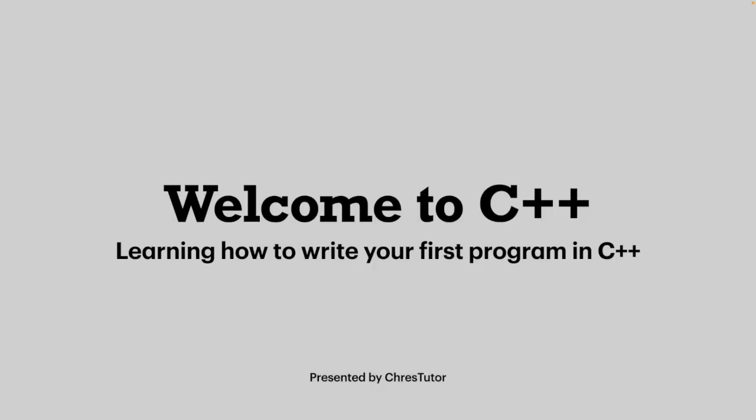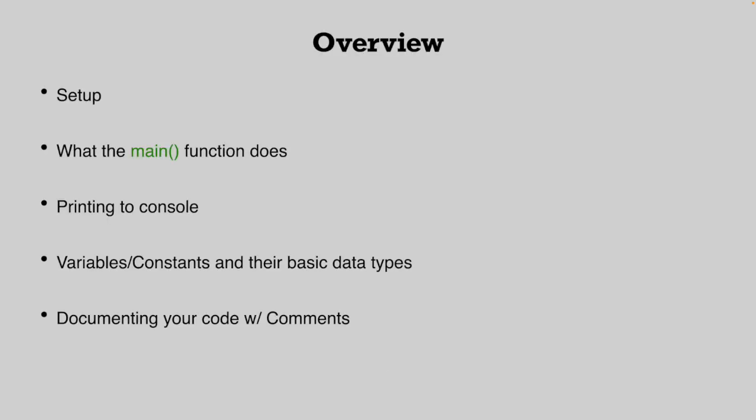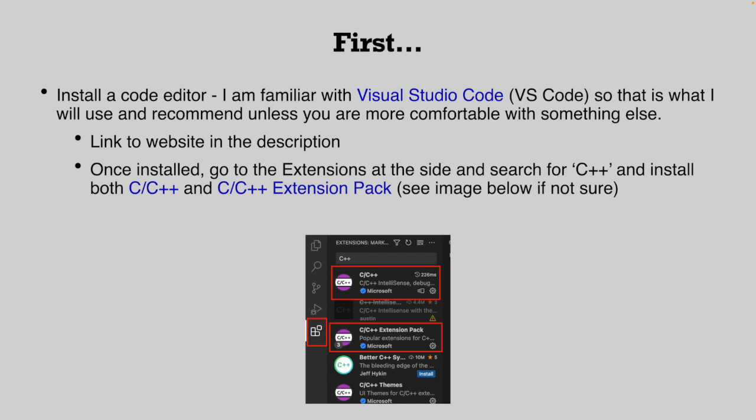Alright, so this video is an introduction to the C++ programming language, and it's intended for people who have never programmed before, so we're going to go over some of the basic things that you probably want to know for making your first program. And that includes setting up your programming environment so you can actually program, what the main function does, printing to the console, introduction to variables and constants and their basic data types, and then documenting your code with comments.